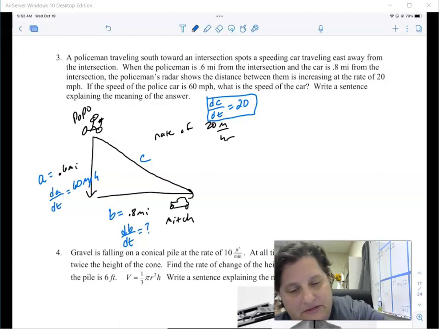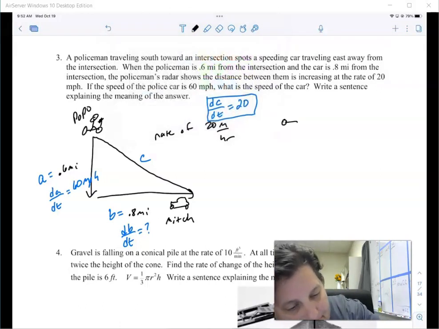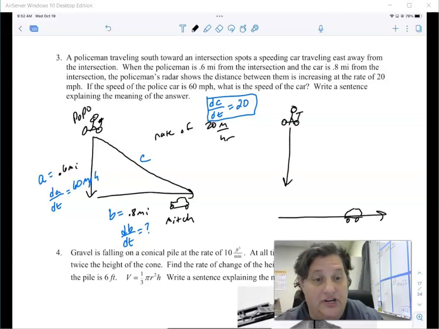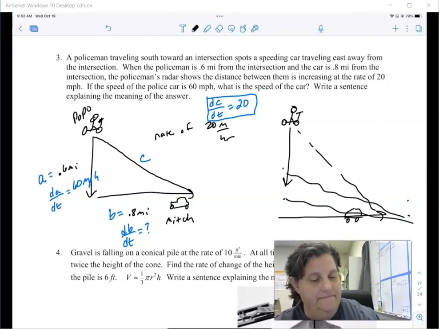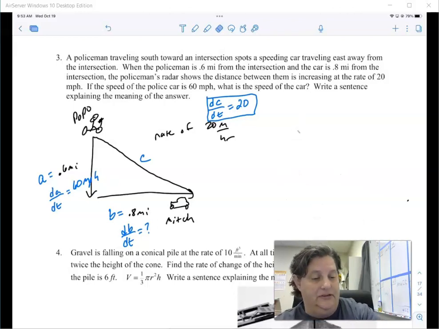Okay, I want you guys to think about this. So, here's the policeman driving his little motorcycle, okay? And here's me in my minivan. Let's go. He is approaching there. I am going that way. Those two are changing. Guess what? So is the distance between us. Because as he gets here and I get there, that distance is not staying constant. Okay? So all three sides are variables. None of them are constants.